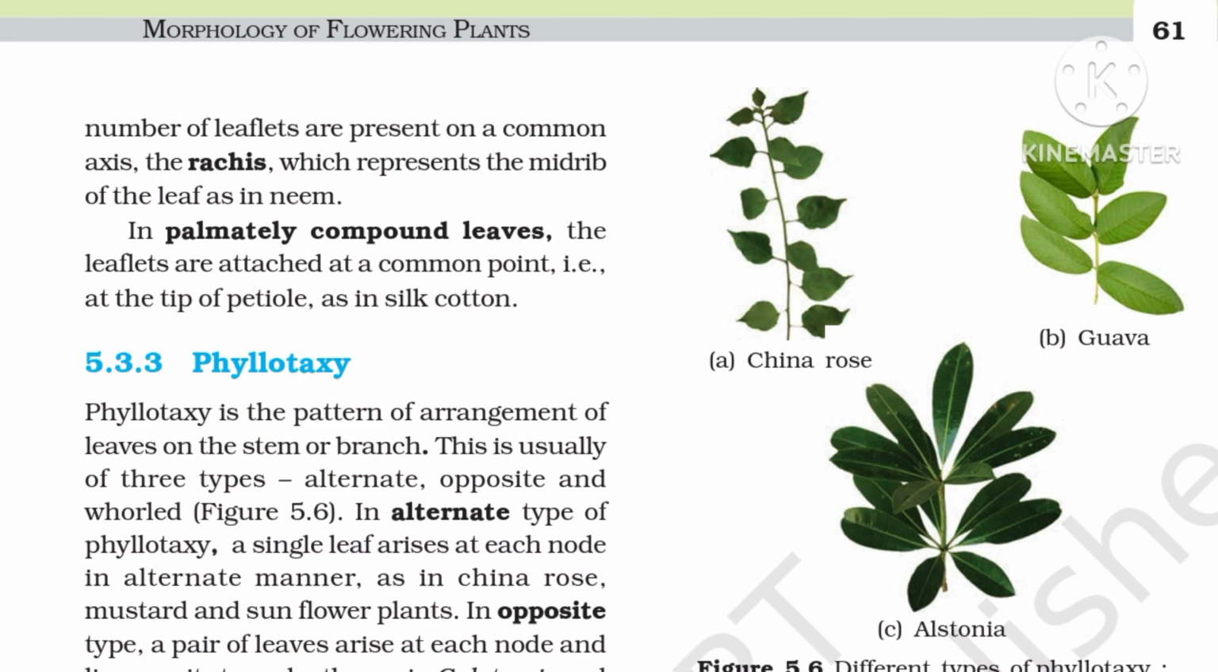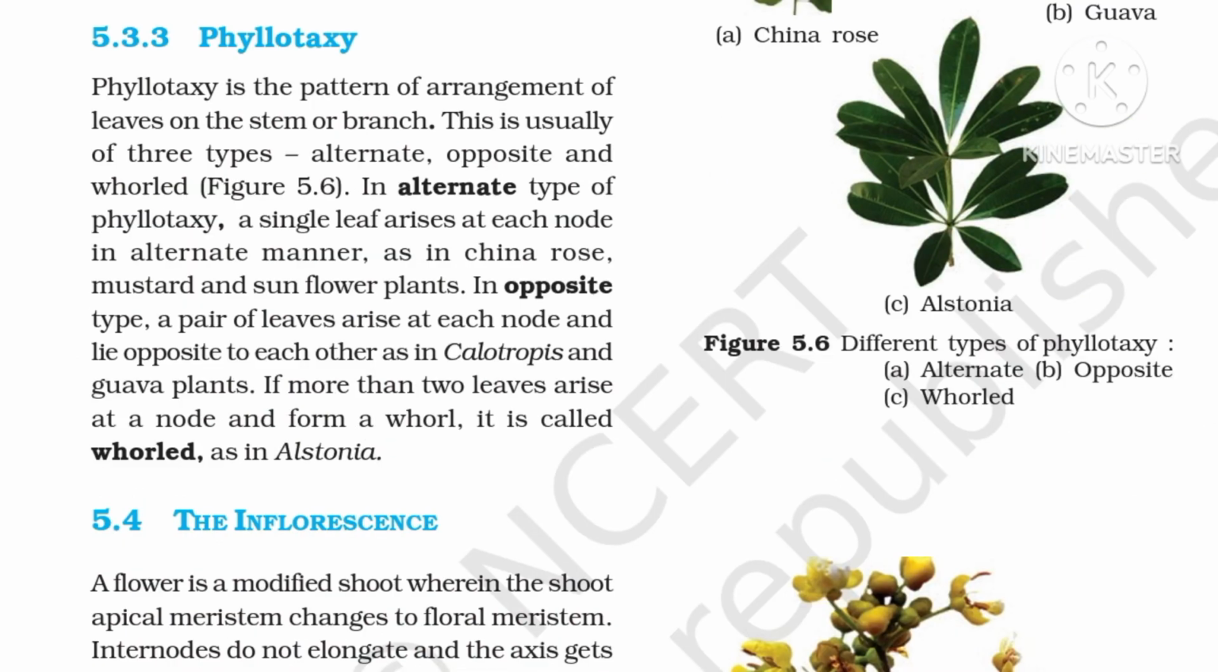This is usually of three types: alternate, opposite, and whorled. In the alternate type of phyllotaxy, a single leaf arises at each node in an alternate manner, as in China rose, mustard, and sunflower plants. In the opposite type, a pair of leaves arise at each node and lie opposite to each other, as in calotropis and guava plants. If more than two leaves arise at a node and form a whorl, it is called whorled, as in Alstonia.